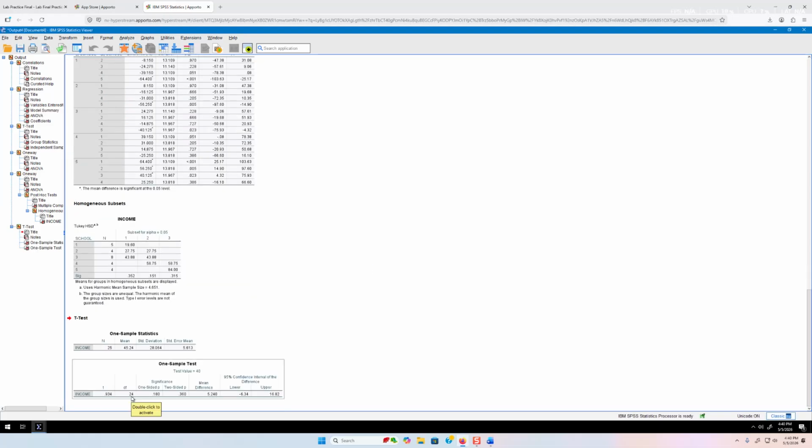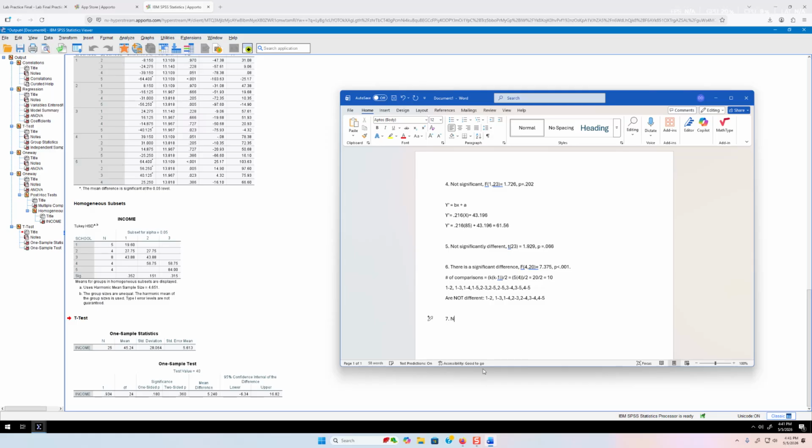The answer is two-tailed P, 0.360. So no, income is not different than 40. So that's not significantly different. How do you report that? For number 7, not significantly different. T, degrees of freedom is 24, equals 0.934. P is 0.360, not significantly different, for number 7.